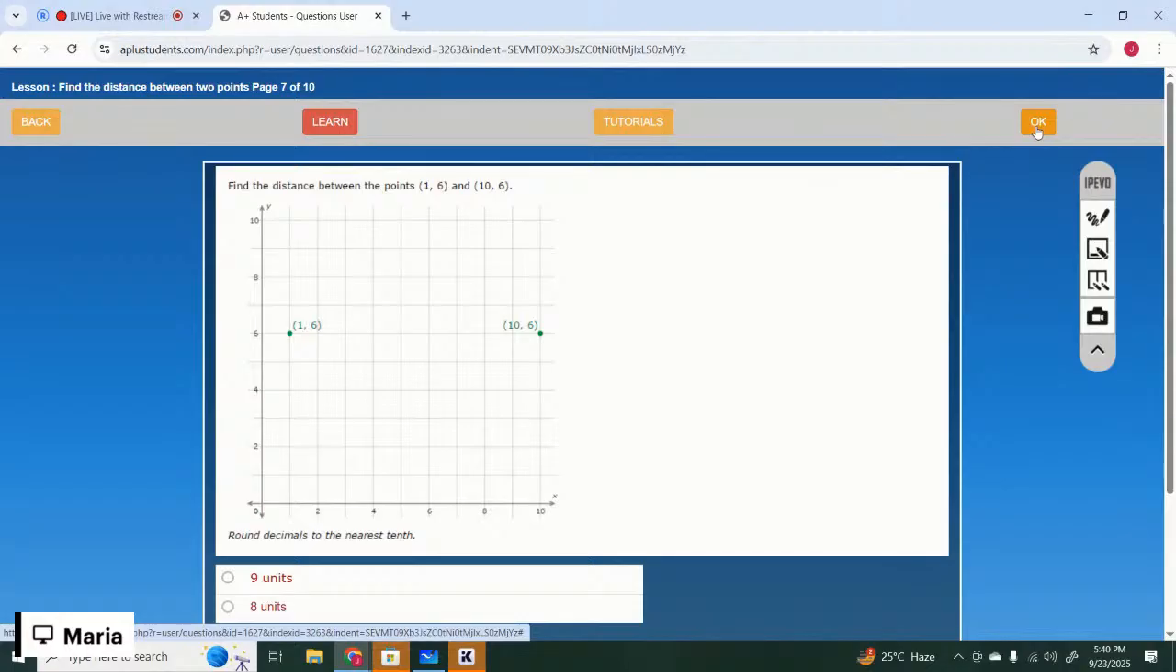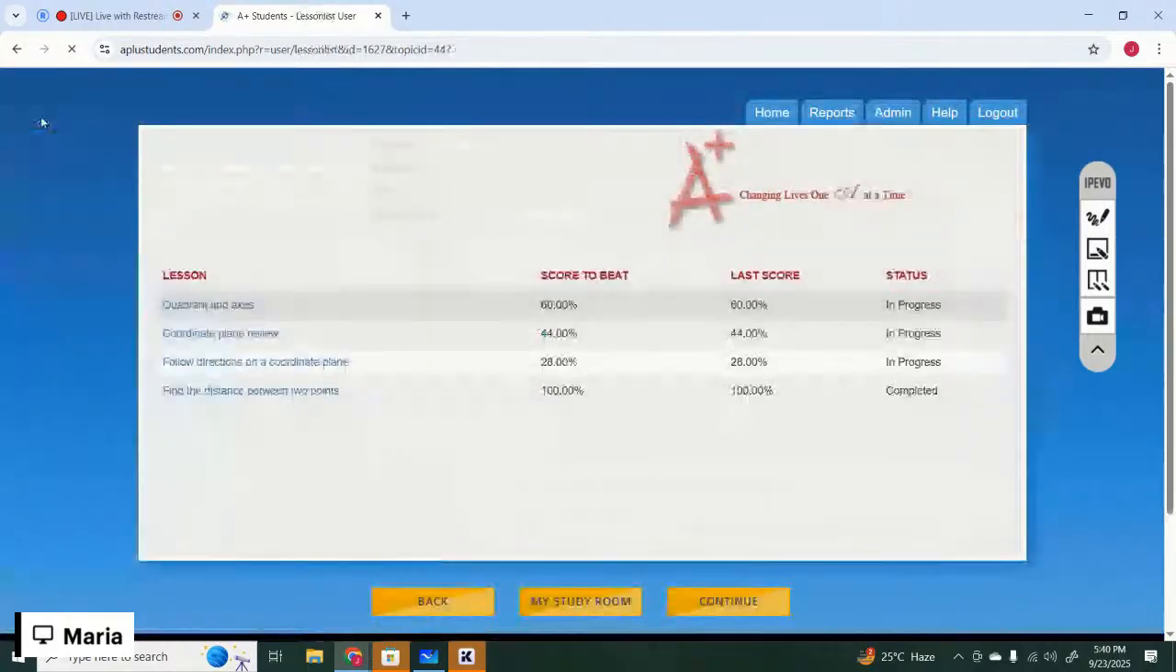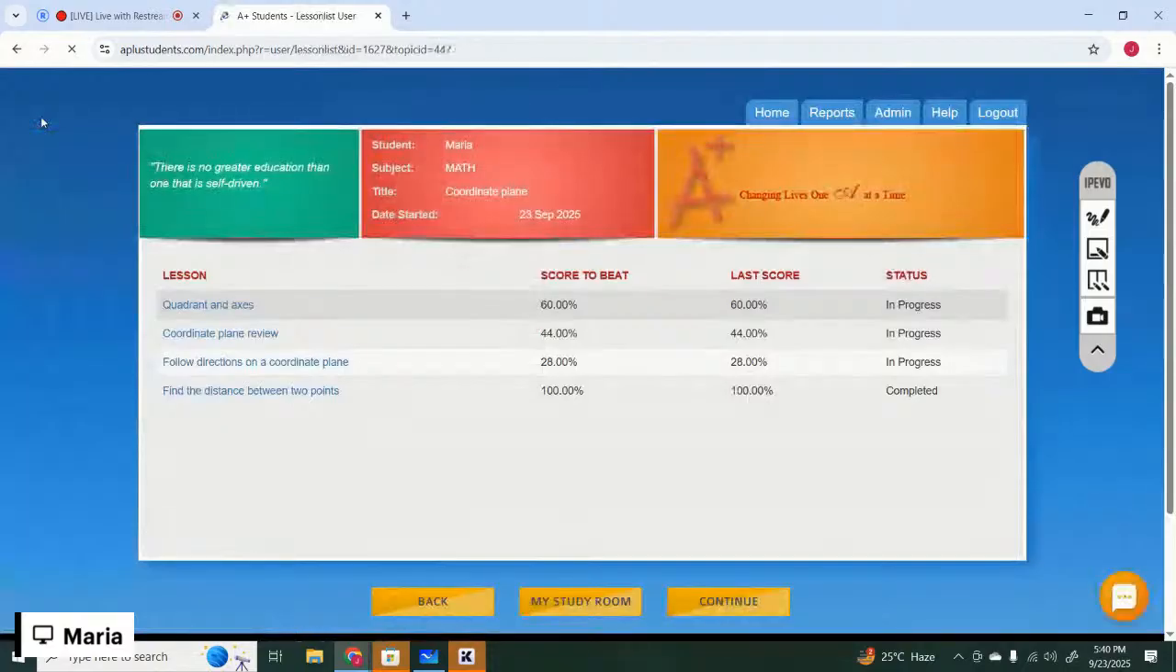The distance between the 2 points is 9 units. Option number 1 is the correct option. Okay, you can complete the lesson by yourself later today.